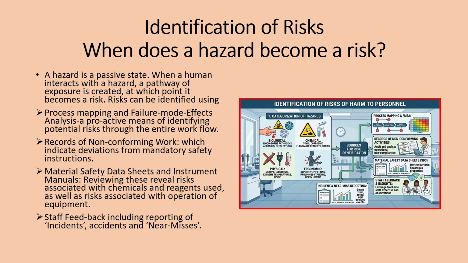Material safety data sheets and instrument manuals. Reviewing these reveals risks associated with chemicals and reagents used, as well as risks associated with operation of equipment. And most importantly, staff feedback, including reporting of incidents, accidents, as well as near misses.